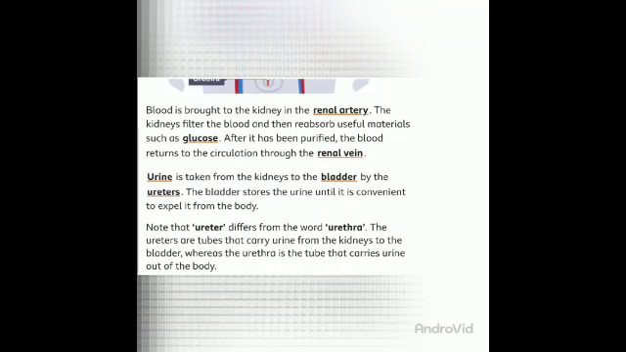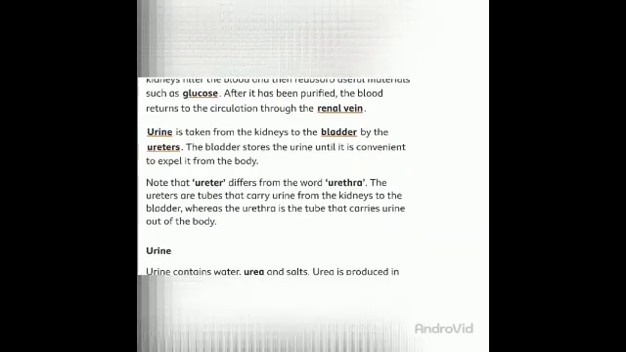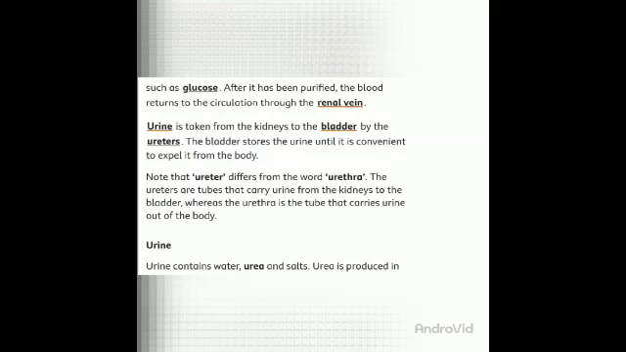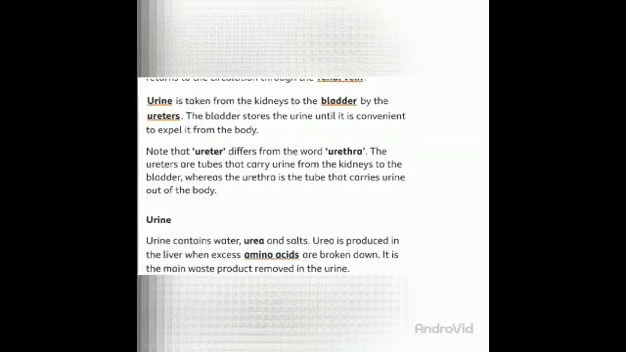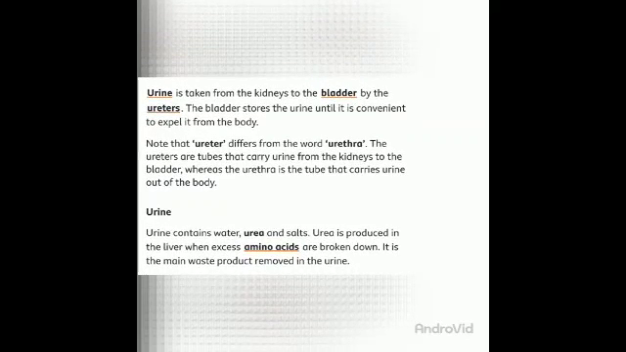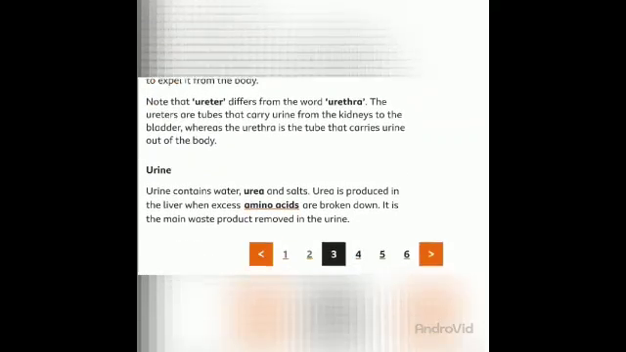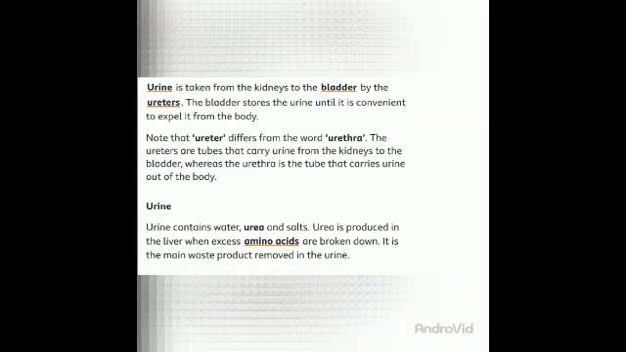urine is taken out from the kidney to the bladder by the ureters. The bladder stores the urine until it is convenient to expel it from the body. Note that ureter differs from the word urethra. The ureters are tubes that carry urine from the kidney to the bladder, whereas the urethra is the tube that carries urine out of the body. Right?